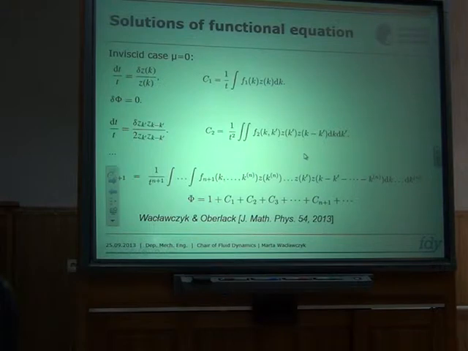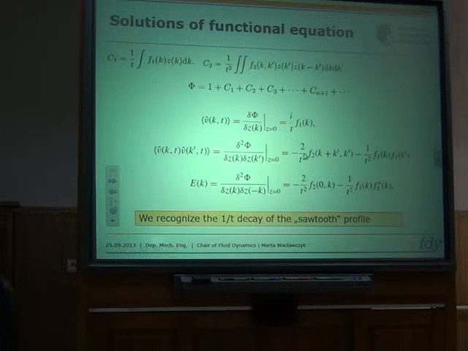Also, going back with this to the functional equation, we obtain a relation between the function fn plus 1 and the function f of lower order. Now, this is the solution for the inviscid case. By functional differentiation, we can find the mean of v, or second-order two-point statistics, and for example the energy. What we recognize here was the 1 over t decay of the sawtooth profile, which is known as the solution of the Burgers equation in the inviscid case.